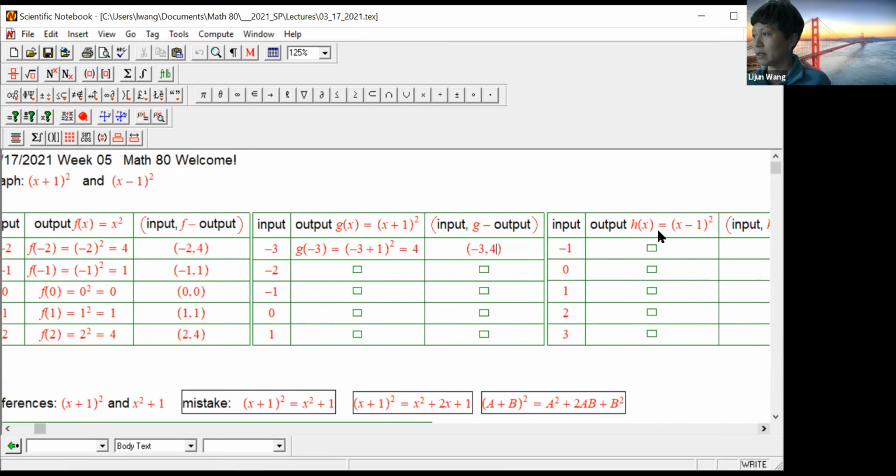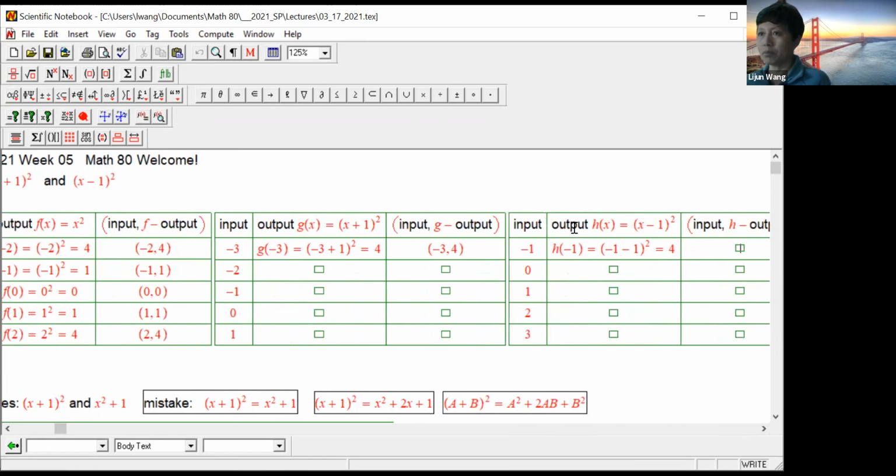Okay, likewise, on a different rule, x minus 1 squared. This time the input is slightly different. I give the first one as -1. So -1 minus 1 is -2. -2 squared is 4. And here the point is (-1, 4). So do you guys know what to do?